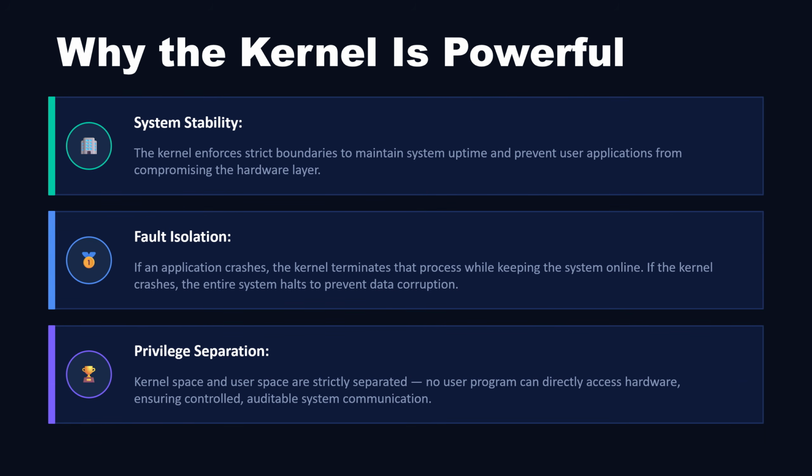The architecture of the kernel is engineered for absolute system stability. By enforcing strict boundaries, the kernel maintains system uptime and prevents poorly written user applications from compromising the underlying hardware layer. This creates complete fault isolation. If a user application crashes or experiences a segmentation fault, the kernel cleanly terminates that specific process while keeping the rest of the system online. However, if the kernel itself encounters an unhandled exception, the entire system halts, known as a kernel panic, to prevent data corruption. It achieves this through strict privilege separation between kernel space and user space, ensuring all communication with the hardware is controlled and auditable.